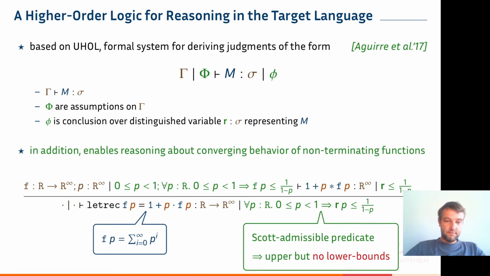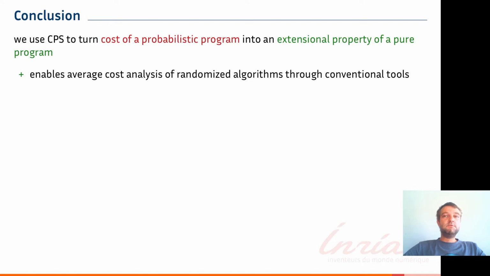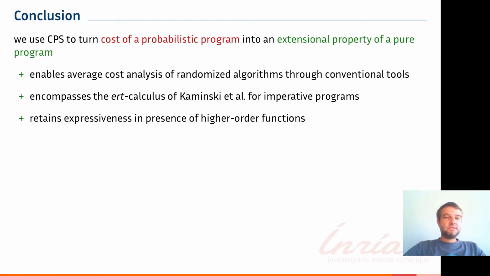Okay? So what you have seen in this short talk is how we use a CPS transformation to turn the cost of a probabilistic program into an extensional property of the pure program, which enables an average cost analysis through more or less conventional static analysis tools. This encompasses the aforementioned ERT calculus of Kaminsky, but is also capable of reasoning about higher order functions.